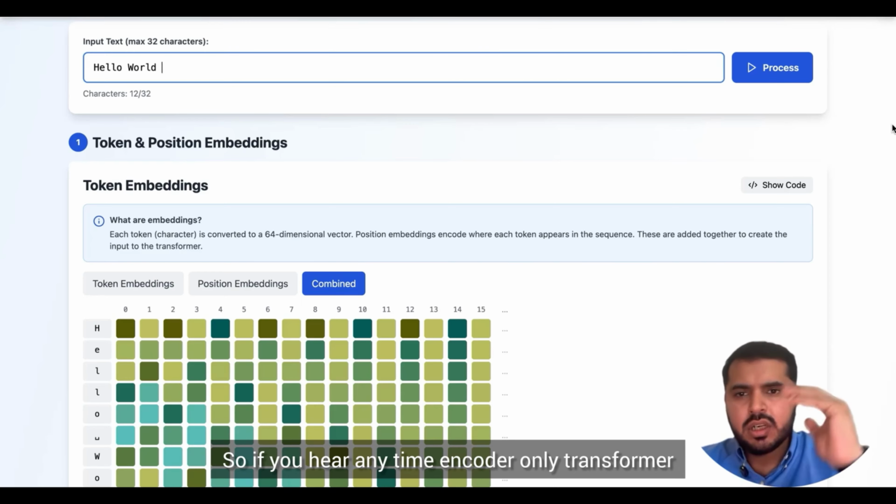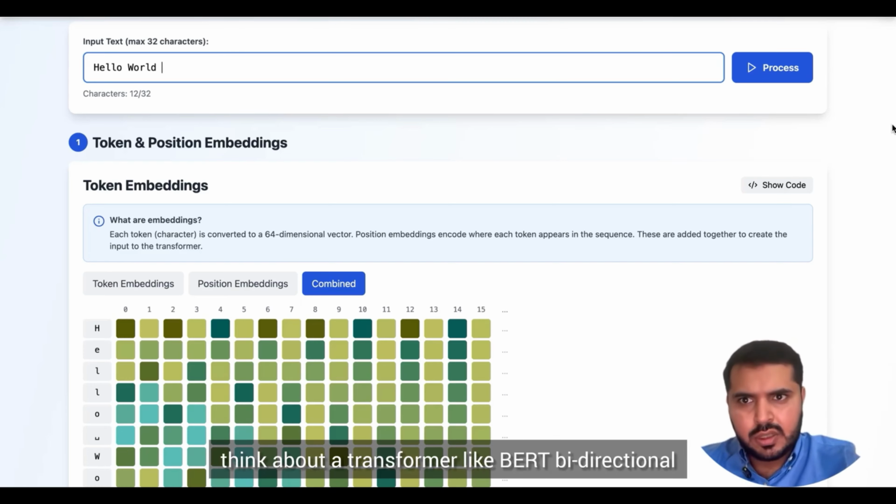Encoder-only transformer: think about a transformer like BERT, Bidirectional Encoder Representations from Transformers, right? Encoder-only transformers are not generative in nature. They produce embeddings. The input is largely the same to all of these transformers. The input is a large amount of text, at training time and also at inference time. But the use cases are completely different.